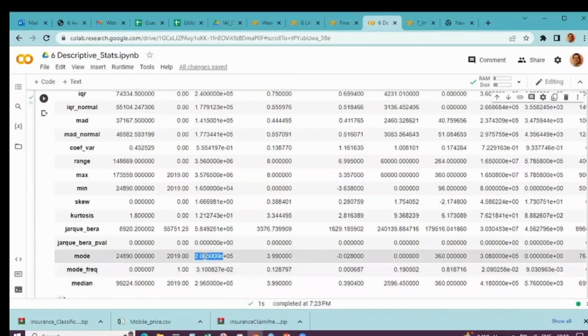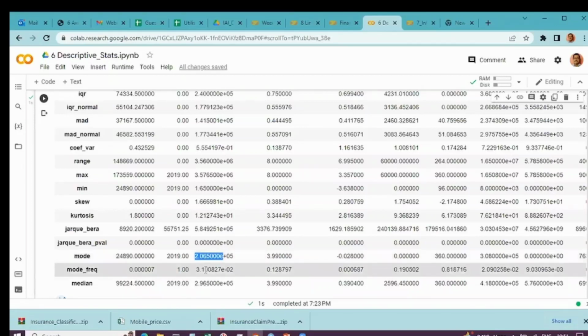The mode, actually ignore it. In case of continuous data, the mode really does not make much sense. So it is just computed, but possibly you can ignore the mode. Mode and mode frequency, you can ignore, because it is especially useful when you are talking about categorical data. But in case of continuous data, it does not make much sense. So you can very well ignore the mode.